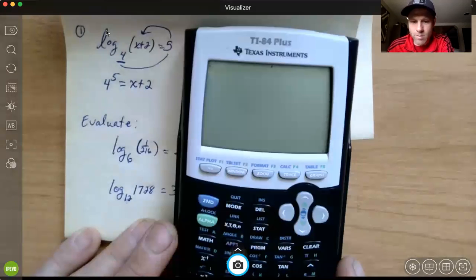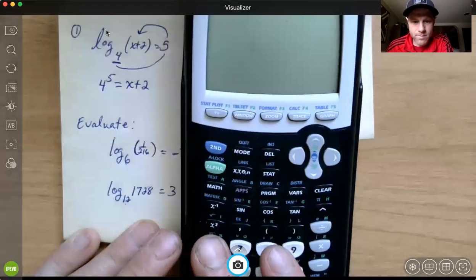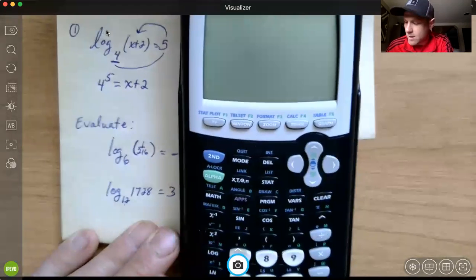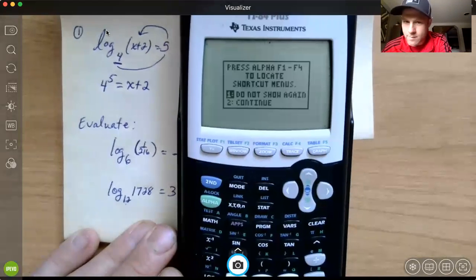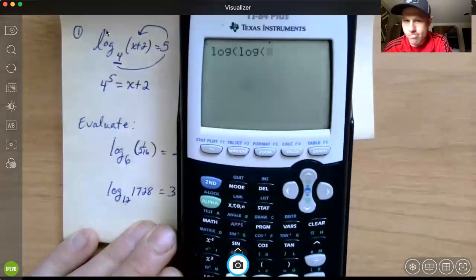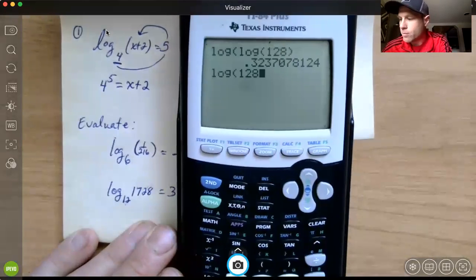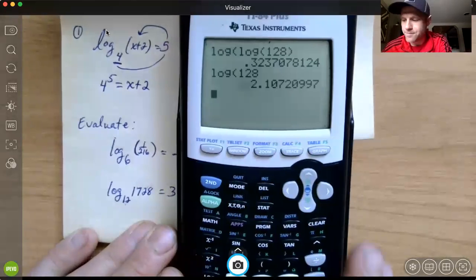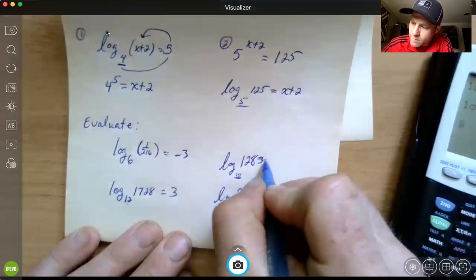So I got my log button right here. And I would type 128. Whoops, that's not what I want. Be about 2.11. Use my wavy equal sign.